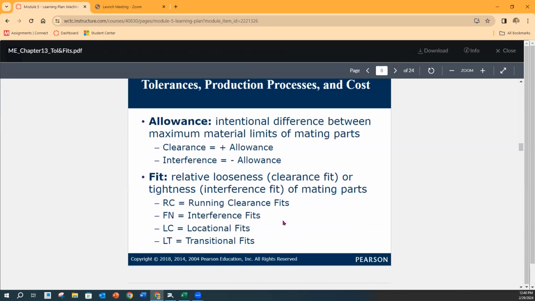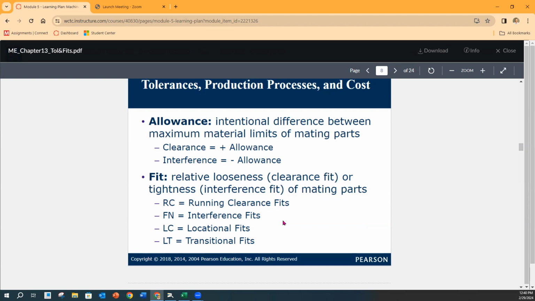Now, allowance. Allowance is the intentional difference between the maximum material limits of mating parts. So there are two different types of allowance. There's clearance and there's interference. And when we determine the difference between the two, clearance is always going to be what we end up with, a positive allowance. So it's going to be a positive number.